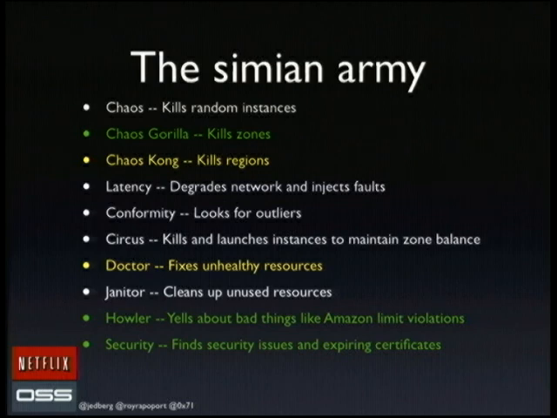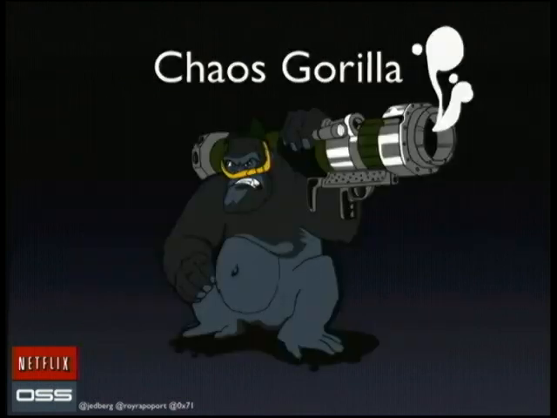Yellow is probably going to be in Python. Blue is in Python. I'm sorry, green. I might be colorblind. Also in Python, and all the white is Java right now. Boo. So Chaos Gorilla, this was my first project at Netflix. It's written in Python completely.